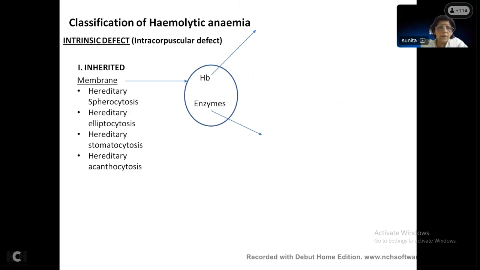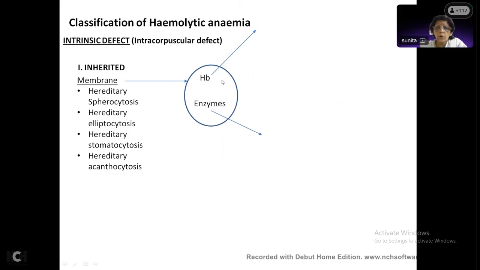So first is membrane disorders. Out of these, there is a list of causes, that is spherocytosis, elliptocytosis, acanthocytosis. Now, as the name suggests, elliptical cells, stomatocytosis. Acanthocytes are the cells which have a spiculated surface, irregular, with very few spicules seen on the surface. So out of these, the commonest is hereditary spherocytosis.